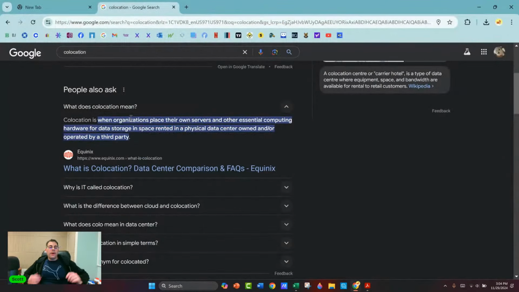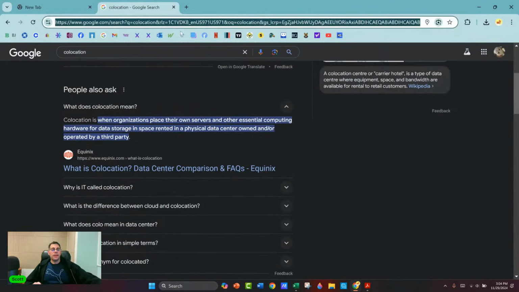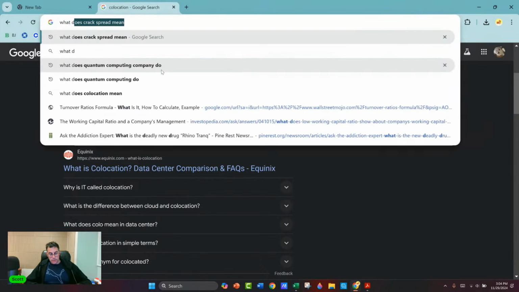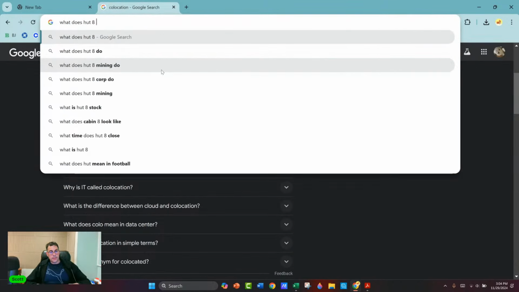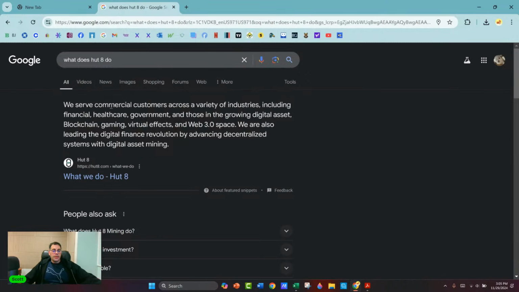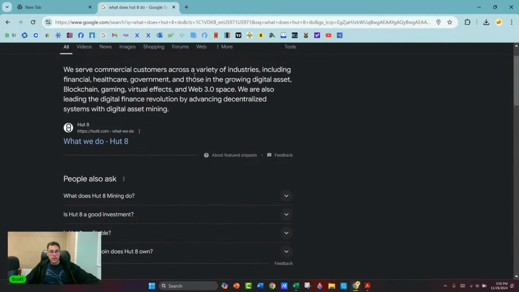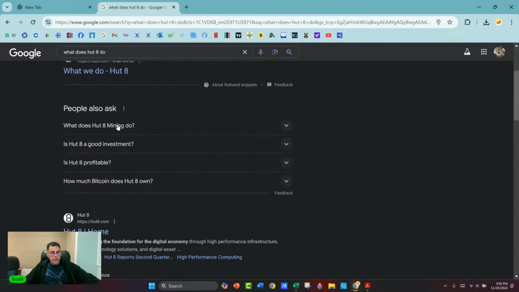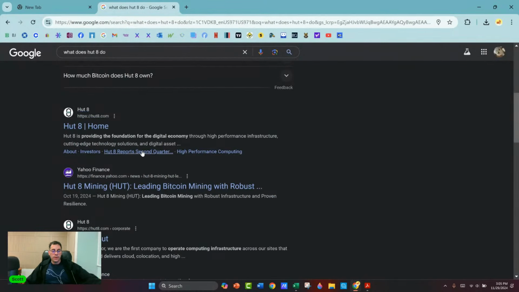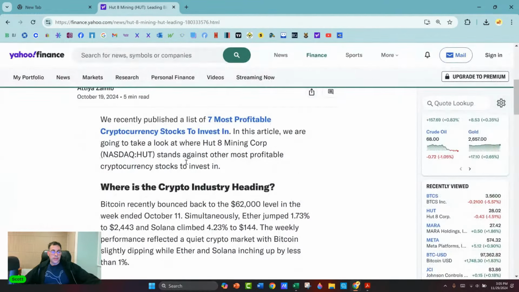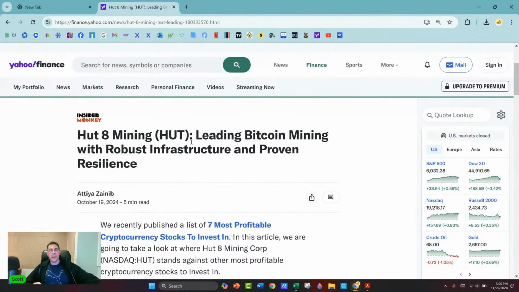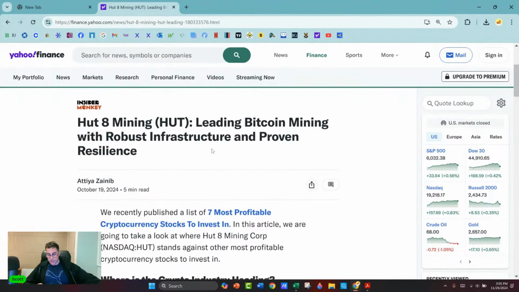I wish I could find an article that explains this stuff in English. They make everything so complicated. Okay. We serve commercial customers across a variety of industries, including financial, healthcare, the growing digital asset blockchain, gaming, visual effects. We are leading. I wish I had a good article that explains this stuff in English. Hut 8 Mining, leading Bitcoin mining with robust infrastructure.